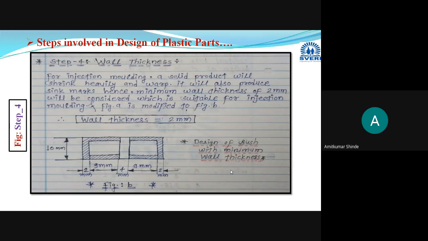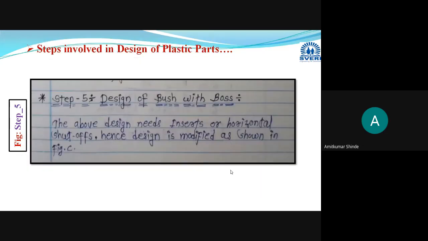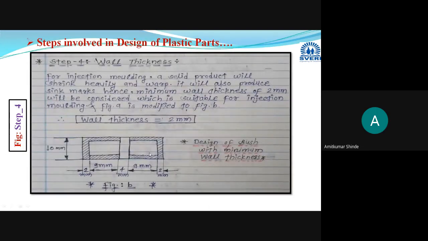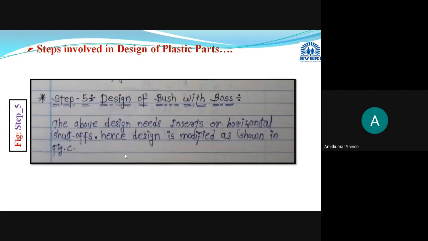Now we will move towards the fifth stage. Here in this bush, this is the boss. Here we are going to fit the screw. Now we have to decide the dimensions of this boss. What will be its diameter? What will be its height or length? That will be the fifth stage, where we decide the dimensions of the boss.